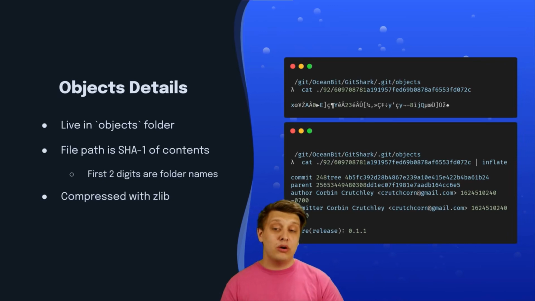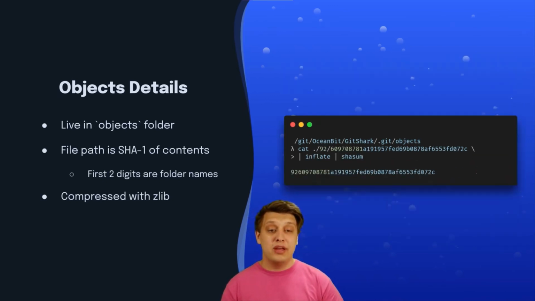As mentioned before, the file path is a SHA-1. So if, for example, we cat the file, inflate it, and run it through SHA-sum, we can then see that it has the same exact ID that it utilizes for the path. Pretty neat. So now that we've understood objects a little bit better, what are different types of objects outside of commit, right? We've talked about them before.